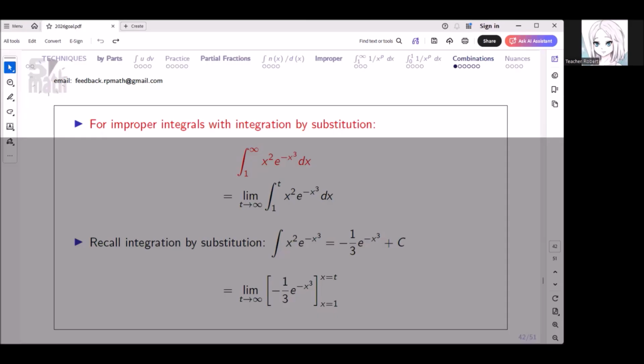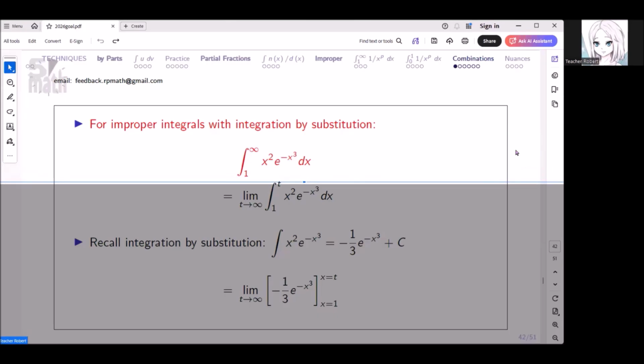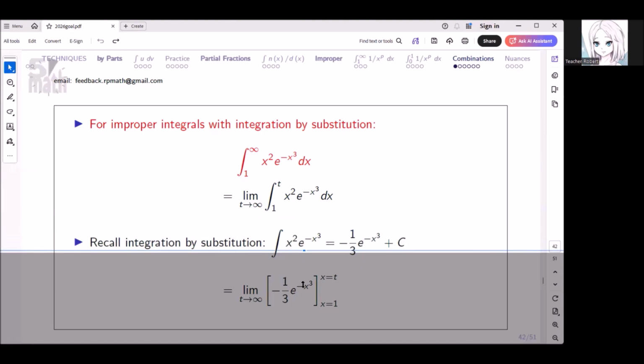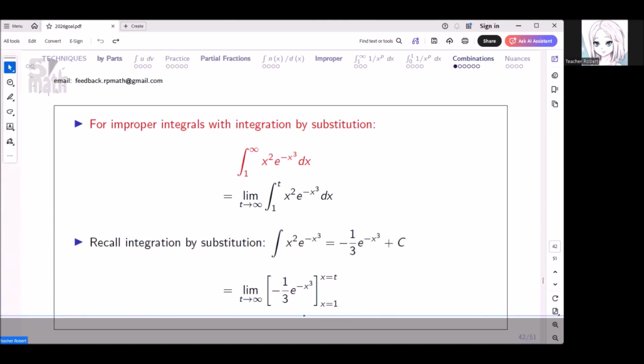For improper integrals with integration by substitution, integral 1 to infinity x squared e to the negative x to the power 3 dx. We get the following. We'll call integration by substitution.